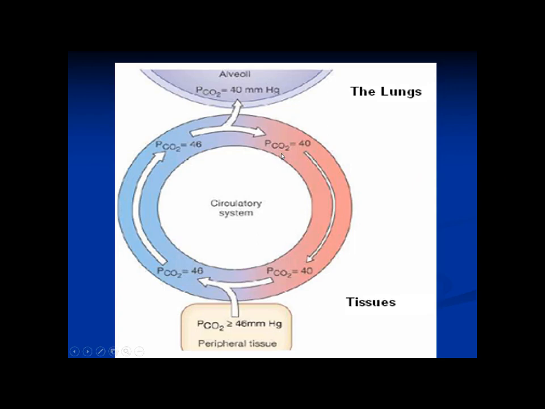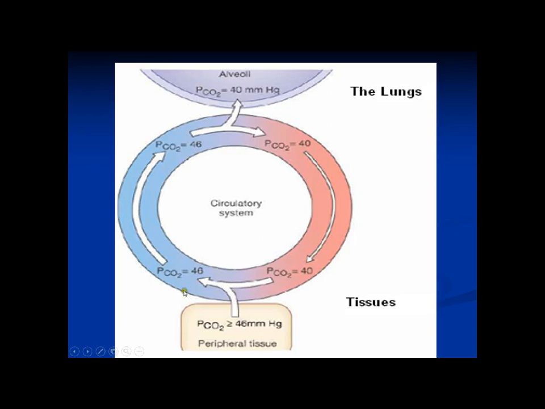Now consider the partial pressure of carbon dioxide in the arterial blood. The pinkish or red side shows the arterial blood, and the bluish side is the venous blood. In the arterial blood, the partial pressure of carbon dioxide is 40 millimeters of mercury. When peripheral tissues consume oxygen, they produce a large quantity of carbon dioxide. So from the peripheral tissues to the blood, there is a concentration gradient, a pressure gradient. In the tissue, the carbon dioxide is 46 millimeters of mercury, so carbon dioxide easily diffuses into the blood.